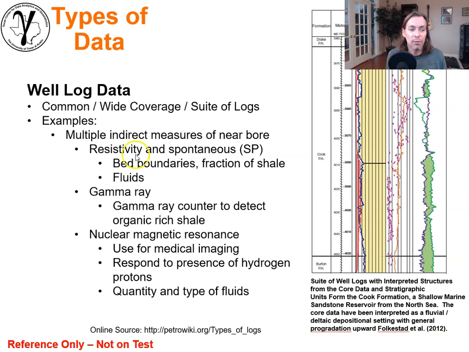Now, resistivity and spontaneous potential, they're really good at showing bed boundaries, fraction of shale, fluid transitions and changes. Gamma ray is great because it'll tell you if you have organic rich shales that are present, and they'll show up. You'll see that increased activity. Nuclear magnetic resonance, originally adapted from medical imaging, responds to the presence of hydrogen protons, and it's going to tell us about the types of fluids that are present in the subsurface.